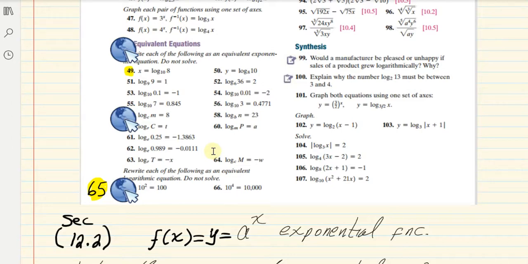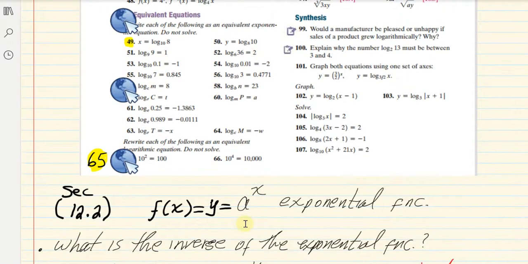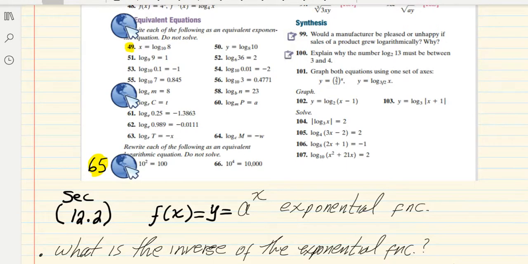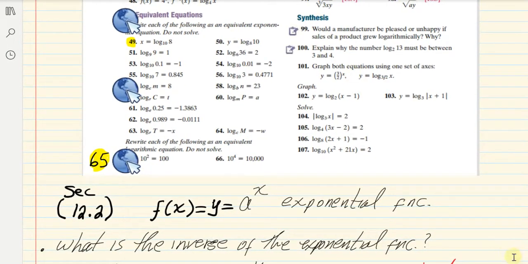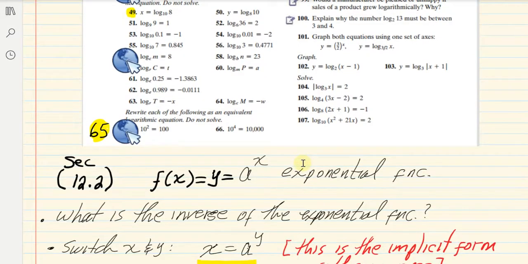Now, in section 12.2, we talked about exponential functions. Remember, the exponential functions are functions in the form a to the x, where a is a constant, and a had to be a positive number. Let me adjust my screen here. Okay. So by the way, if you recall, exponential functions are one-to-one.